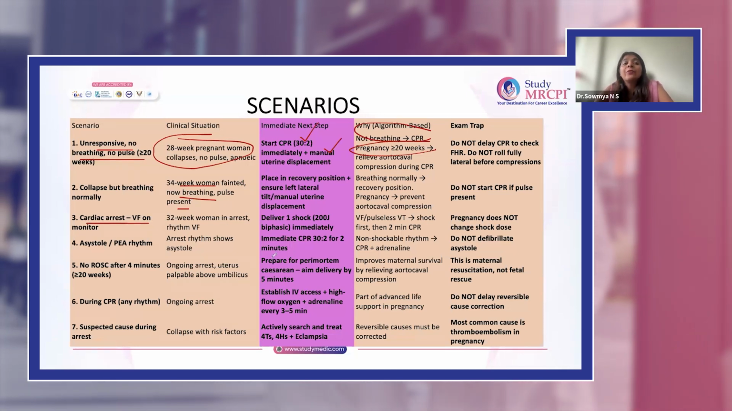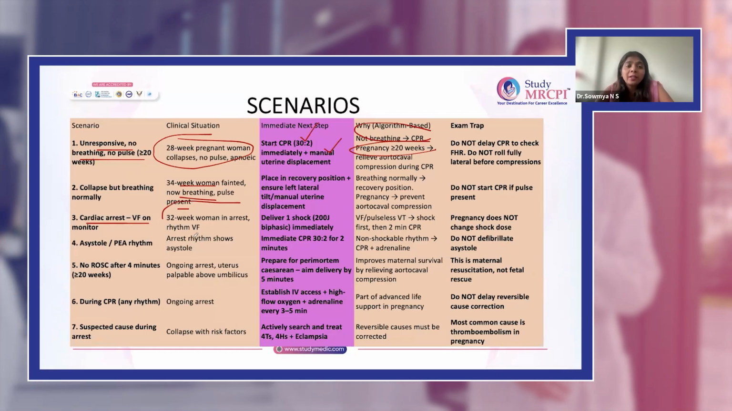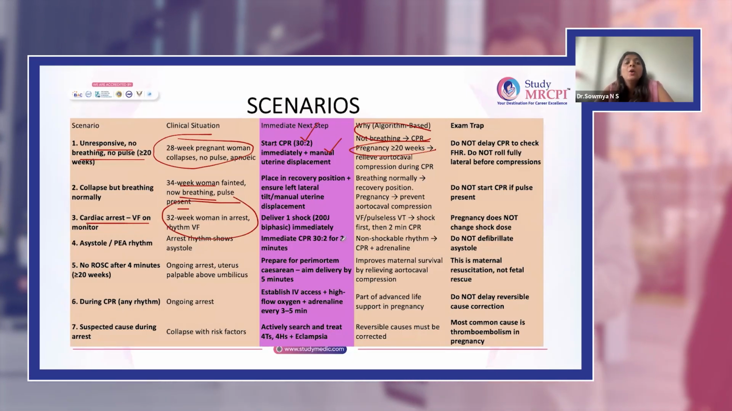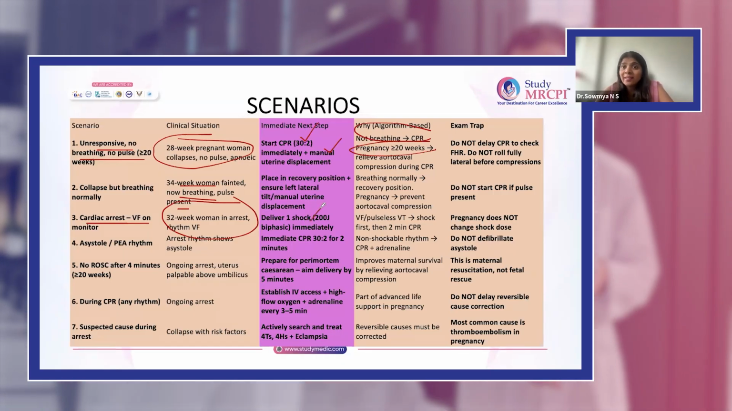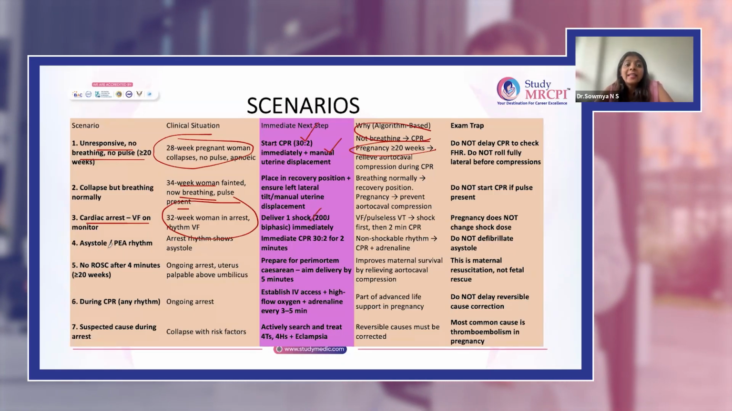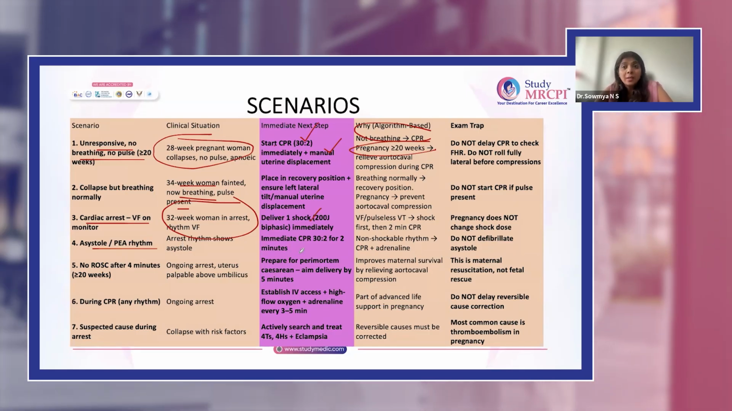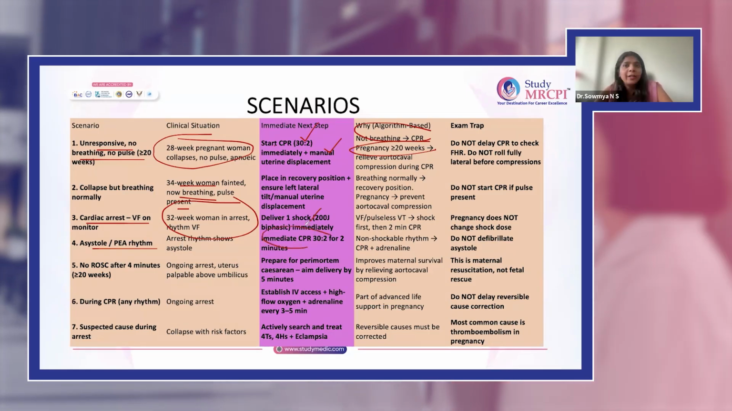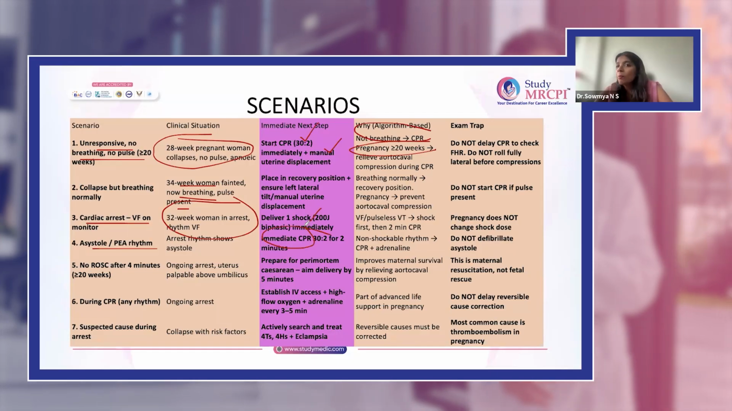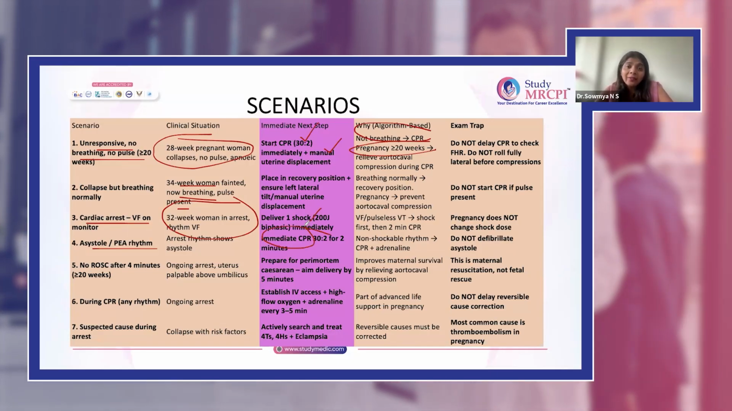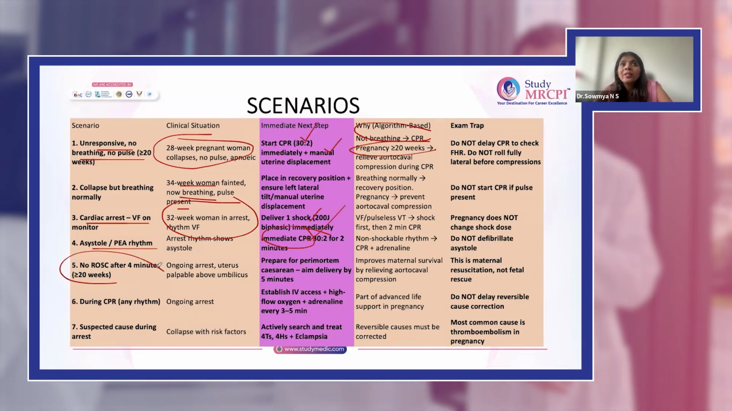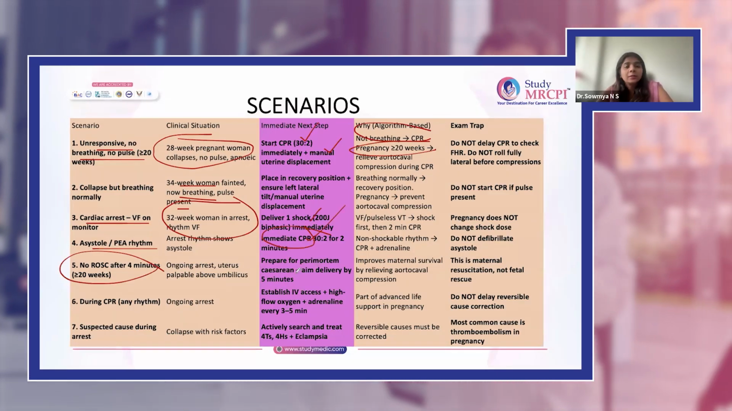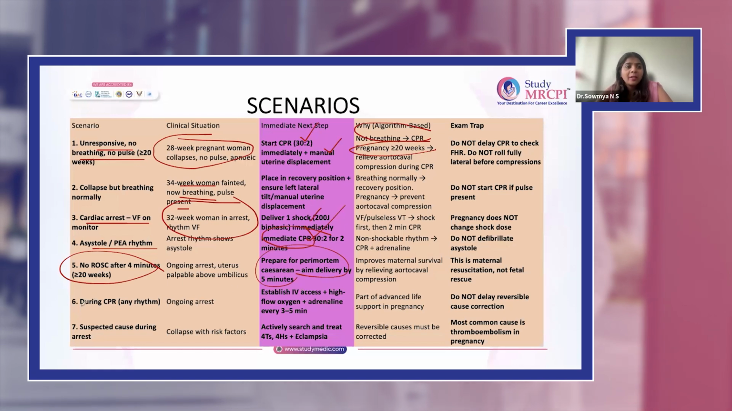Cardiac arrest and there is ventricular fibrillation. For example, a 32 weeks woman in arrest rhythm, what do you do next? Obviously, the next thing is you deliver the shock because there is electrical activity. If there is asystole or PEA rhythm for somebody who has collapsed, continue the CPR because no amount of shock can get the electrical activity back. So continue the CPR. And no resuscitative efforts after 4 minutes, perimortem, and deliver the baby.